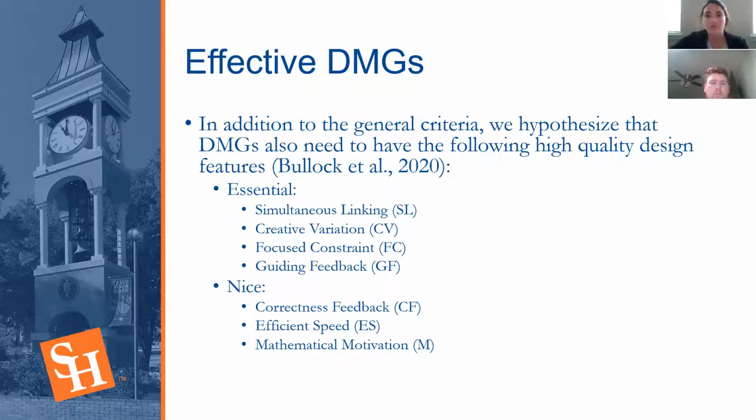Continuing, we also have creative variation, CV, which are types of design features that are elements in the game that support the development of the student's own representations of the mathematics. So changing color or design or sizes of what they're working with in the game.